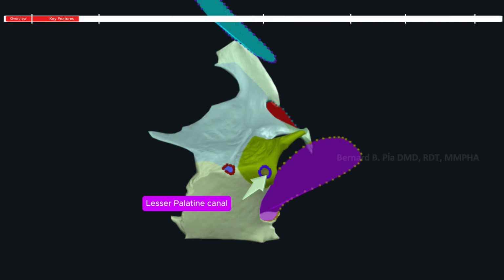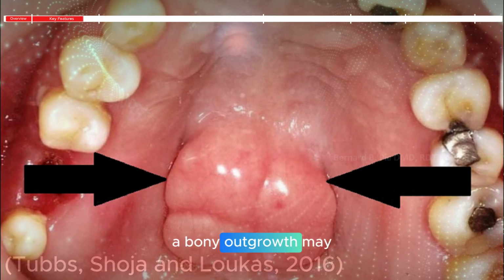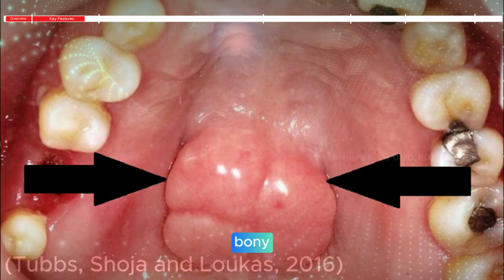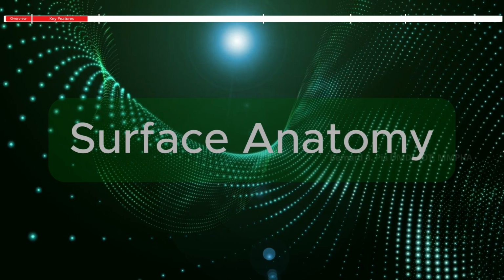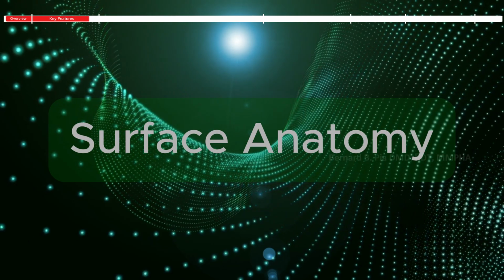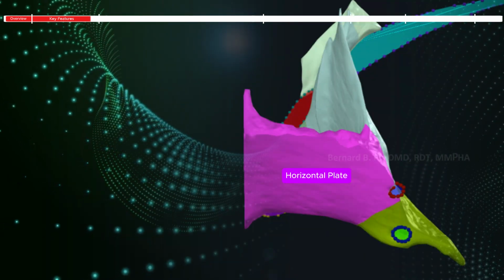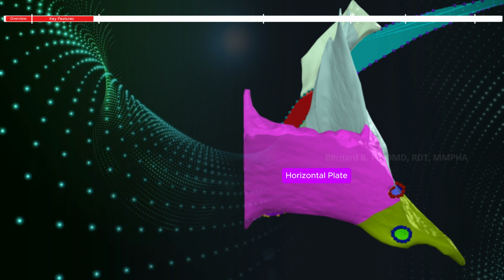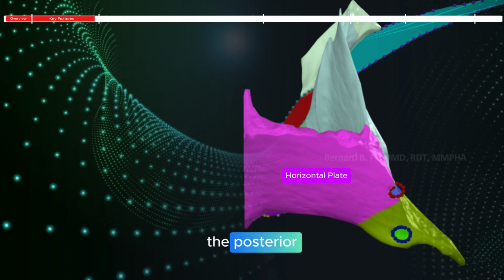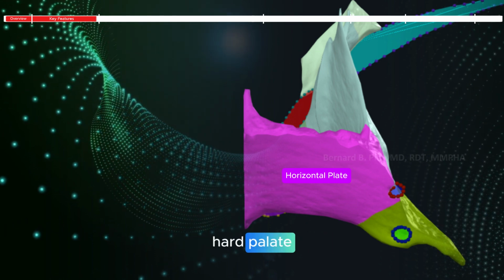Variations. In some individuals, the lesser palatine canal may be absent. A bony outgrowth may be present along the bony hard palate, known as a torus palatinus. Surface anatomy. Regarding surface anatomy, the horizontal plate of the palatine bone can be palpated along the posterior 1/4 of the hard palate.